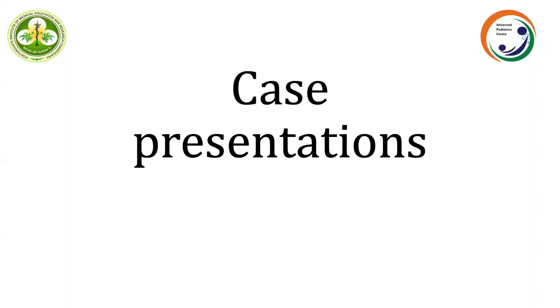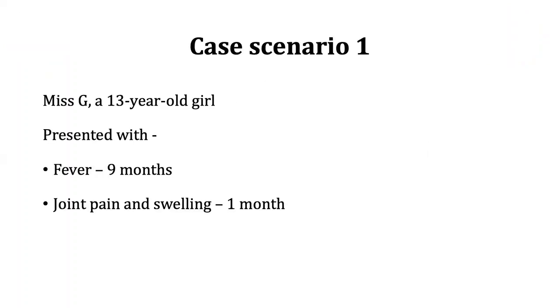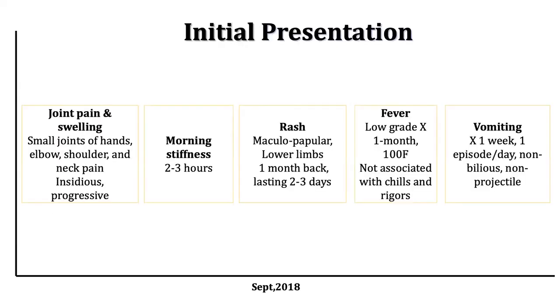Coming to case number 1, we have Miss G, a 13-year-old girl. She presented with complaints of fever for the past 9 months and joint pain and swelling for the past 1 month. In the initial presentation, she had joint pain and swelling which involved the small joints of the hands, elbows, shoulder joints, and neck pain, which was insidious in onset and progressive in nature. It was associated with morning stiffness, which lasted for around 2 to 3 hours.